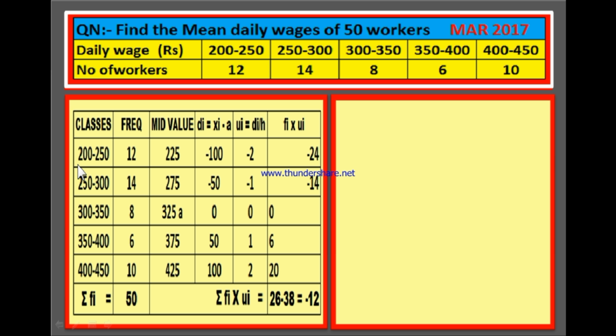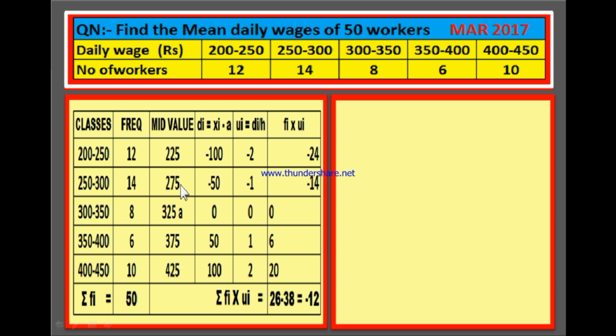How? Write the mid value of the first class as usual. That is 200 plus 250 is 450. 450 divided by 2 is 225. After writing the mid value of the first class, now you verify the difference between any two successive lower boundaries. The difference between any two successive lower boundaries is always 50. Therefore, you add 50 to this.